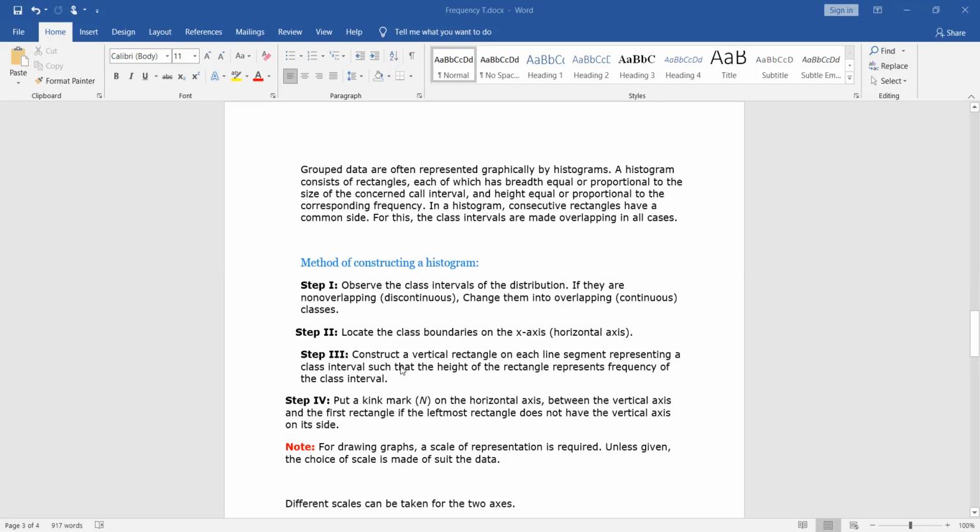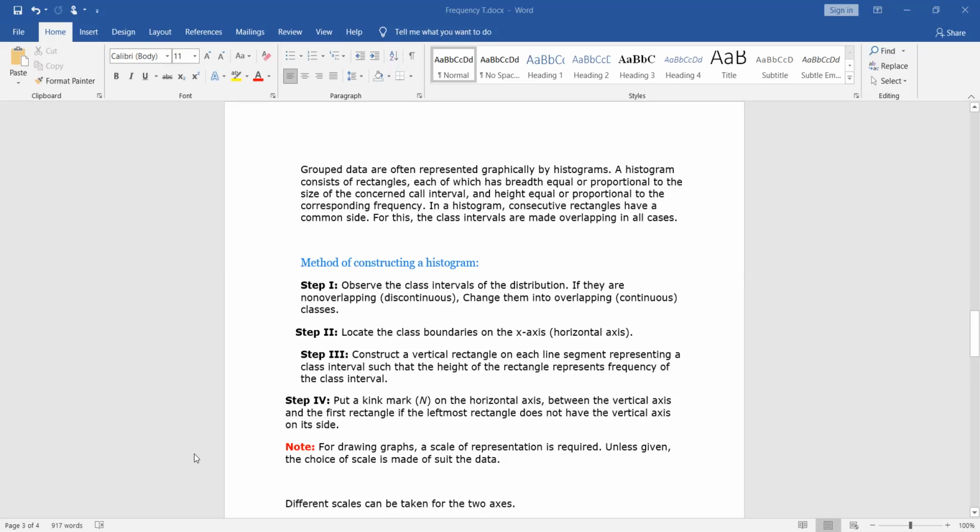Step 3 is to construct a vertical rectangle on each line segment representing a class interval, such that the height of the rectangle represents the frequency of the class interval. So you have to put the correct frequency against the class interval, so you can find the height of the rectangle. Locate the class boundaries on the x-axis and the frequencies on the y-axis. Put a kink mark on the horizontal axis.